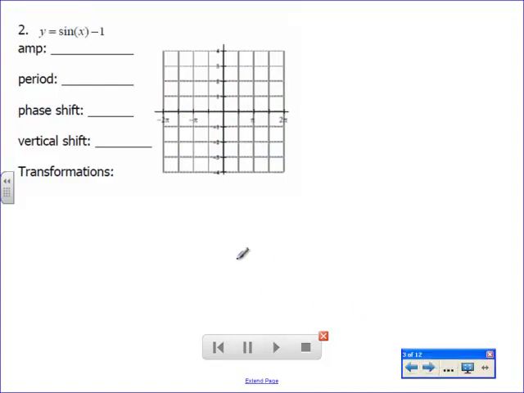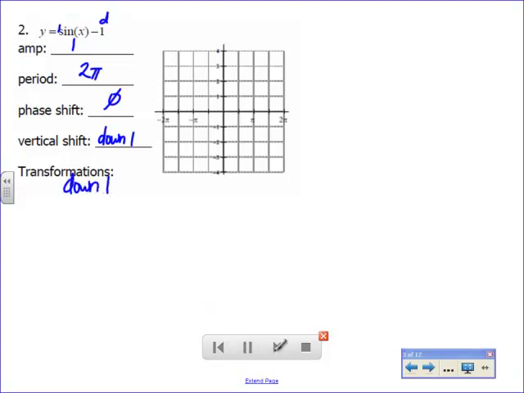Okay, example 2. Sine of x minus 1. We start off with amplitude. Since our a value hasn't changed, we're going to have an amplitude of 1, like normal. Since we don't have a b value, our period stays the same, like normal. We don't have a c value, so we have no phase shift, but we do have a d value, the very end of -1, which is going to move it down 1. So transformation-wise, all I'm doing is moving down 1.